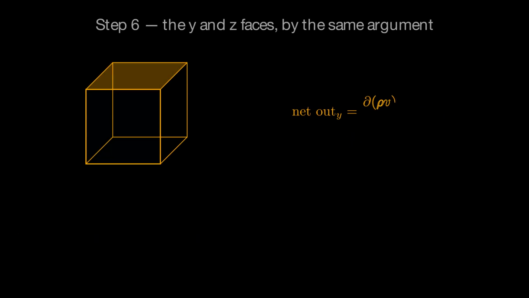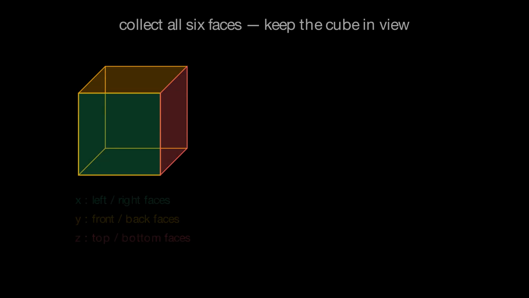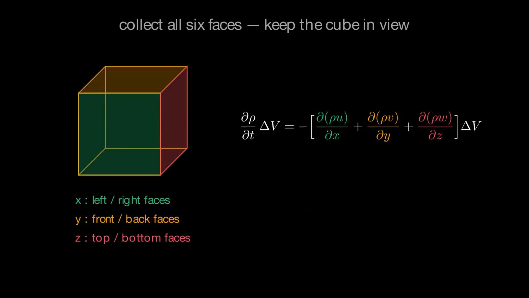Nothing was special about x. The very same argument on the front and back faces gives the change in y, and on the top and bottom faces gives the change in z. Before we finish, look at the cube one more time, with all 6 faces in play. Each pair gave us a single derivative. The left and right faces in x, the front and back in y, the top and bottom in z. Add the 3 together, and that's the total mass leaving the cube.